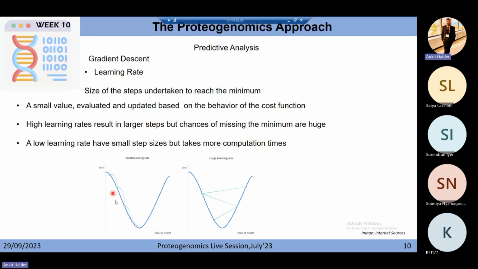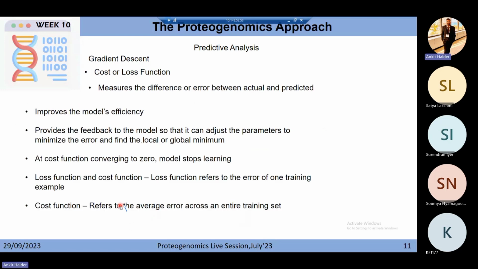All these things, if all those things are calculated and averaged, then that is called your cost function. But if it is for a single error of one training example, then it is called your loss function. So whenever you come across these two terms, loss function and cost function, try to understand that this is the error rate, or the difference between your actual and the predicted ones.